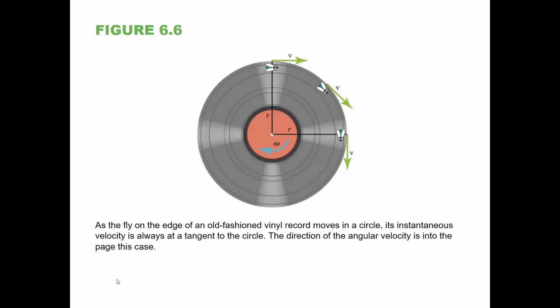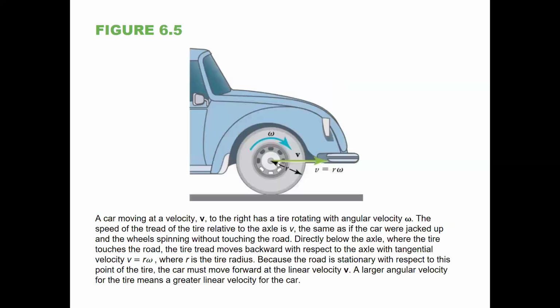So if we had a fly here, it says as the fly on the edge of an old-fashioned vinyl record moves in a circle, its instantaneous velocity is always tangent to the circle. The direction of the angular velocity is into the page, as in here. So omega is the speed of the circular motion. And we said, how do we calculate omega? We calculate omega by dividing the velocity by the radius of the wheel that is spinning.